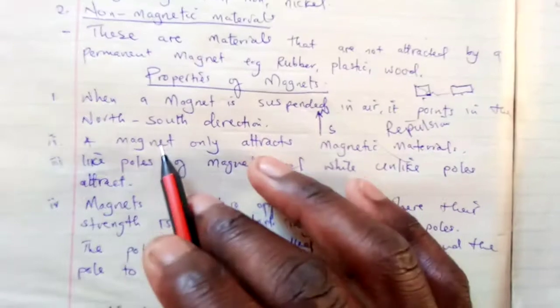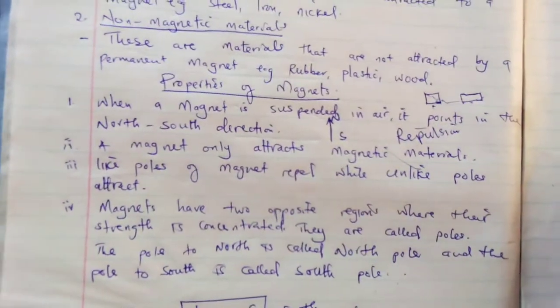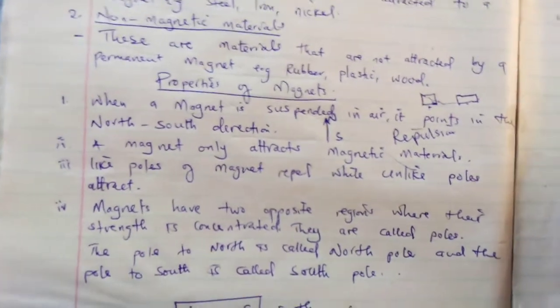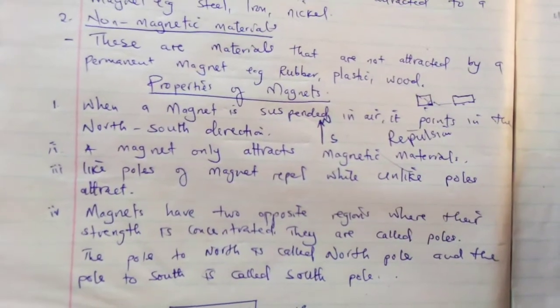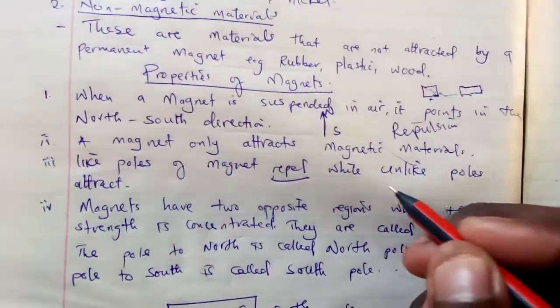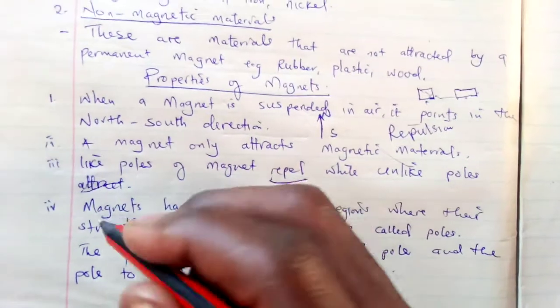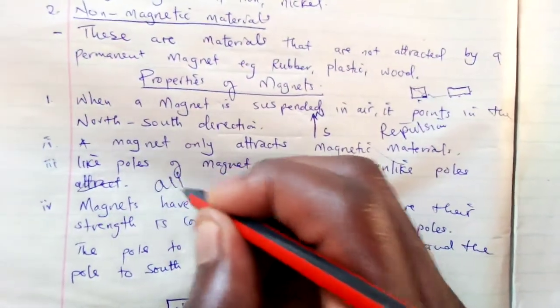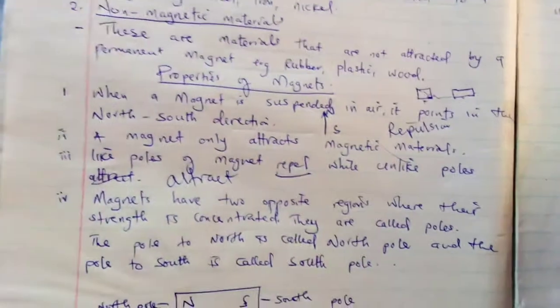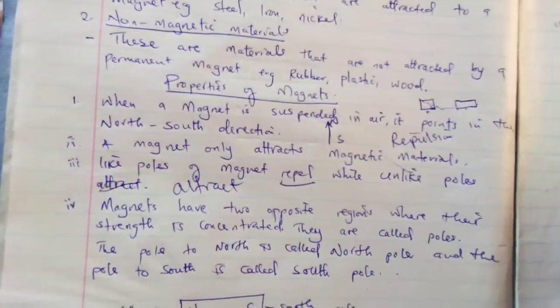Remember, a magnet only attracts magnetic materials. Then another property is that like poles of a magnet repel, okay? And unlike poles attract. That's what you should know about a magnet. Like poles of a magnet repel, and unlike poles attract.